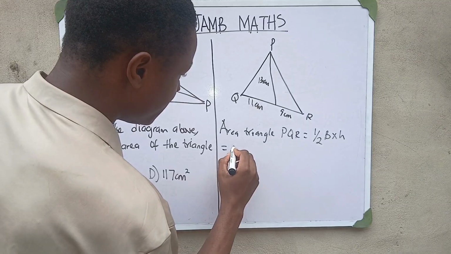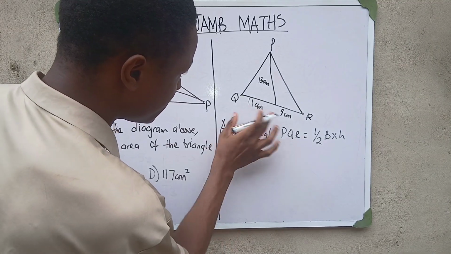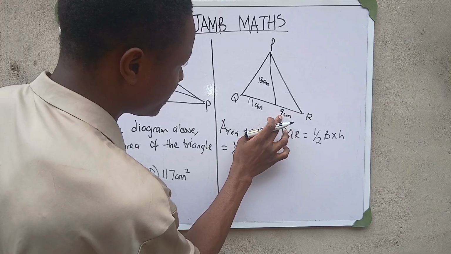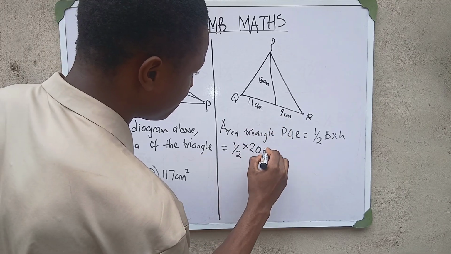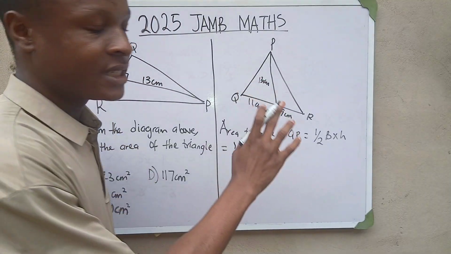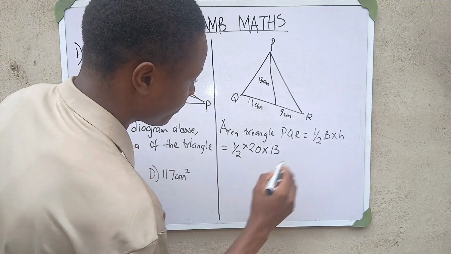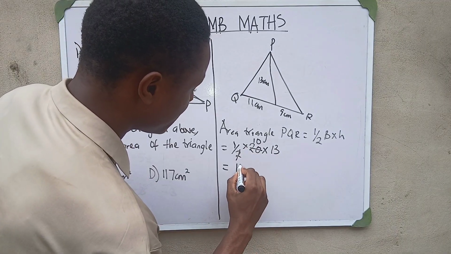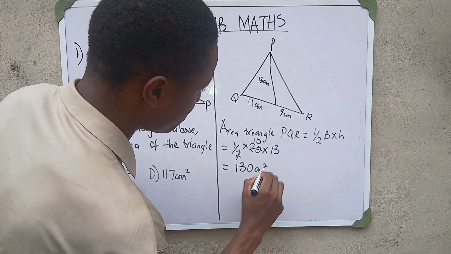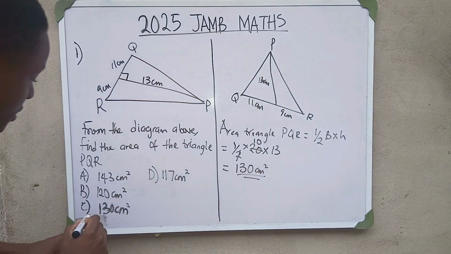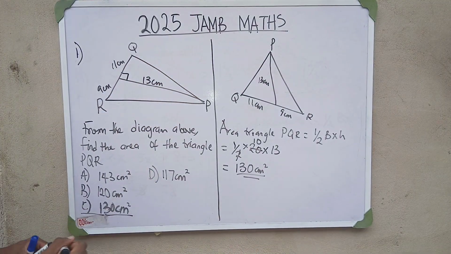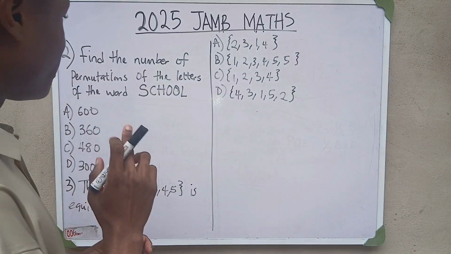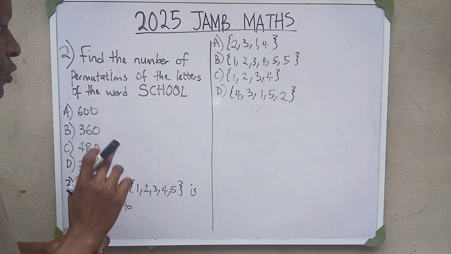Now the base of the triangle is line QR, which is 11 centimeter plus 9 centimeter. That's 20 centimeter, while the height is 13 centimeter. So this goes here, we have 10. So our area is 130 centimeter square. That is option C. Now we move to the second question. It says, find the number of permutations of the letters of the word school.